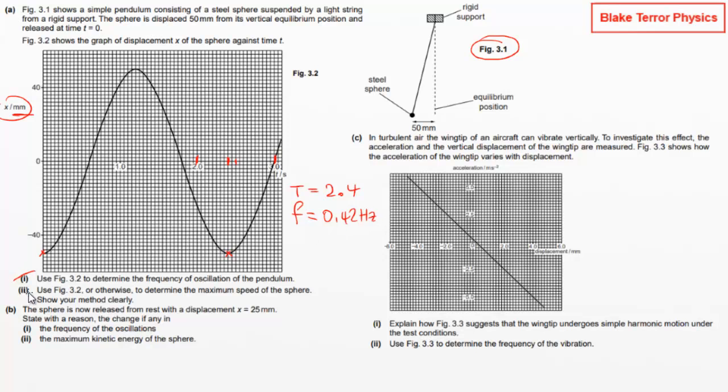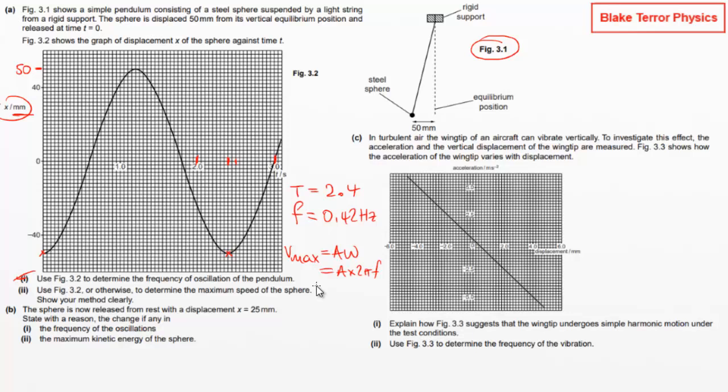That's fine. Use figure 3.2 to determine the maximum speed of the sphere. Right, v max is equal to A omega, which is equal to A times 2 pi f. We've got f. A is whatever this is up here. So that's 1, 2, 3, 4, 5, so that's 50 millimeters.